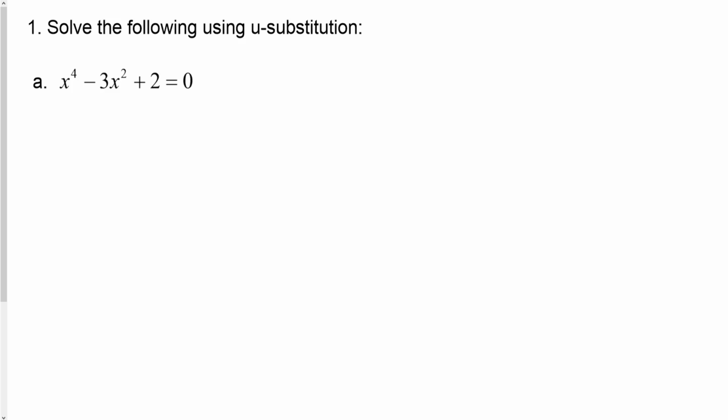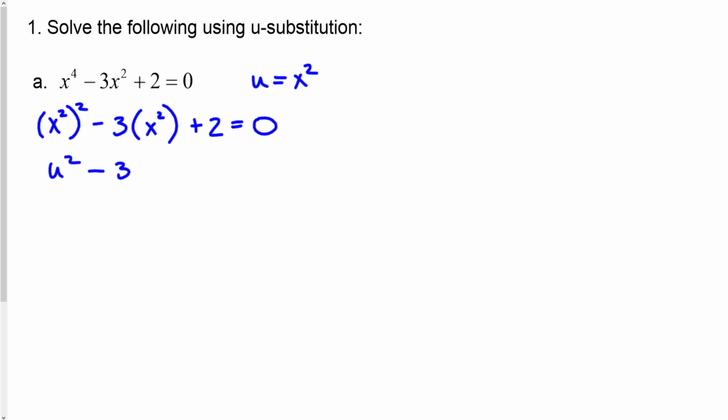Number 1, solve the following using u-substitution. So this is the type of problem that is similar to a quadratic, but it's not exactly quadratic until we make a quick substitution. And the substitution that we want to make in this case is u is equal to x squared. Because in that case, x to the fourth is the same thing as x squared squared. And then I have an x squared term right here. And I can replace each of those with u. So I have u squared minus 3u plus 2 equals 0, which is a quadratic.